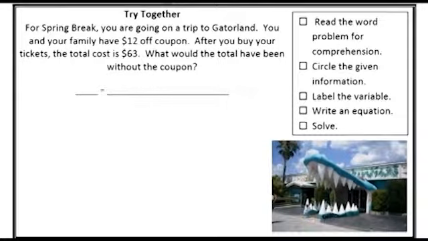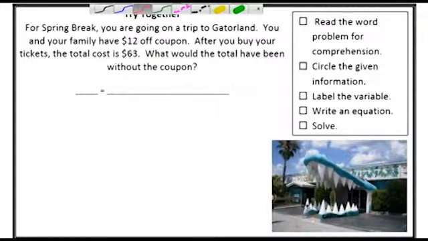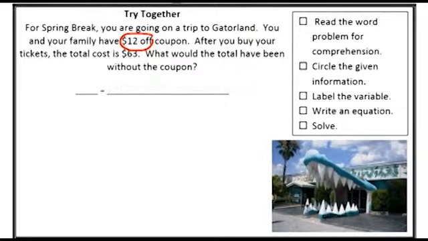So read it. Retell the story in your head. I have a coupon for $12. So I'm taking $12 off my total price. At the end, I only had to pay $63. So I'm going to circle my given information. It's important that I have a $12 off coupon. To me, that sounds like I'm subtracting. I'm taking away $12. I end up with a total cost of $63.